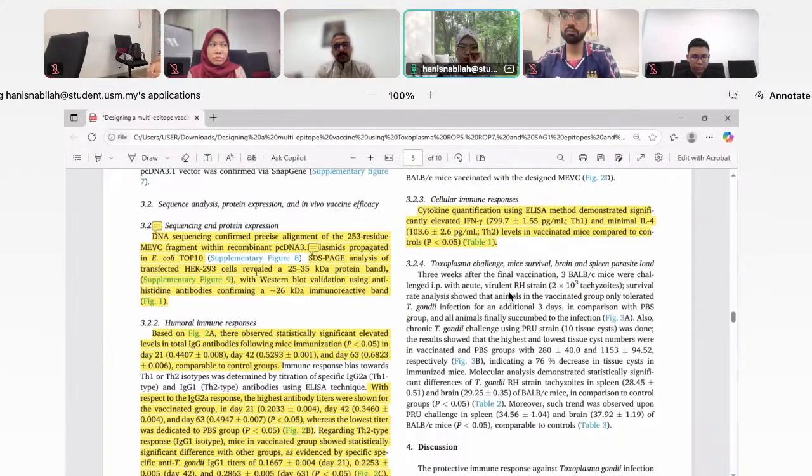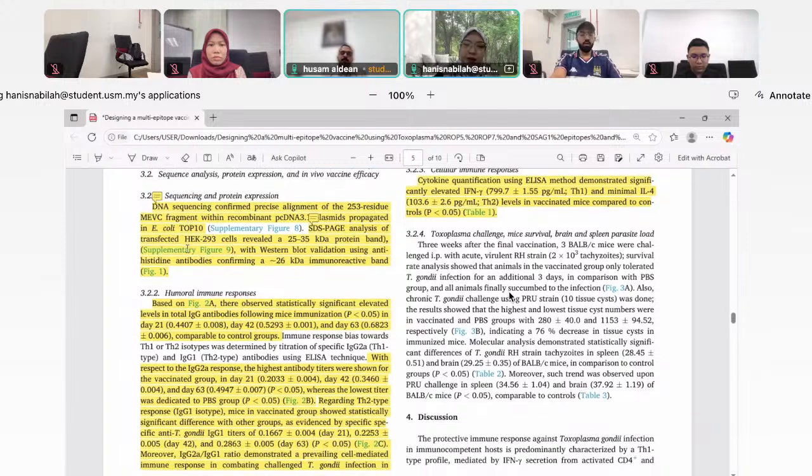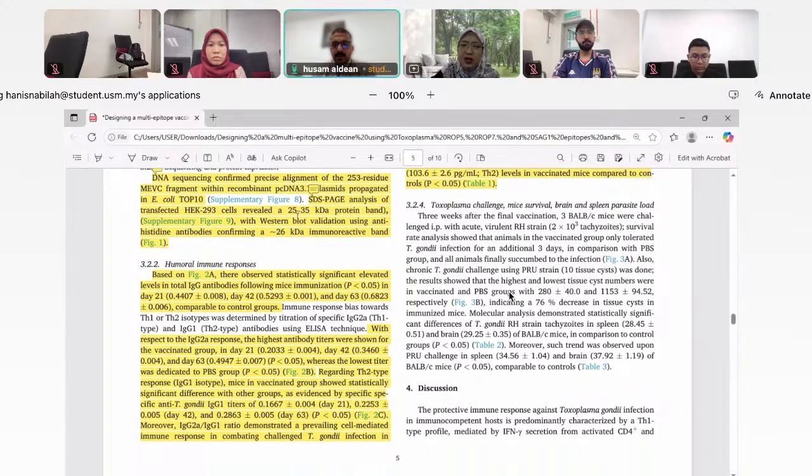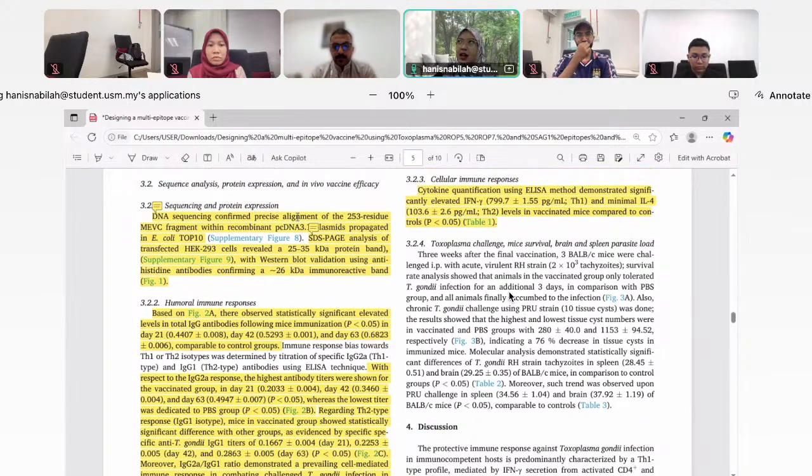They also did DNA sequencing for the recombinant plasmid, because they want to check that the plasmid contains the multi-epitope vaccine DNA. The DNA sequencing confirmed the precise alignment of the 250 residue MEVC fragment within the recombinant plasmid. That means this recombinant plasmid successfully contains that DNA. So that's the result.